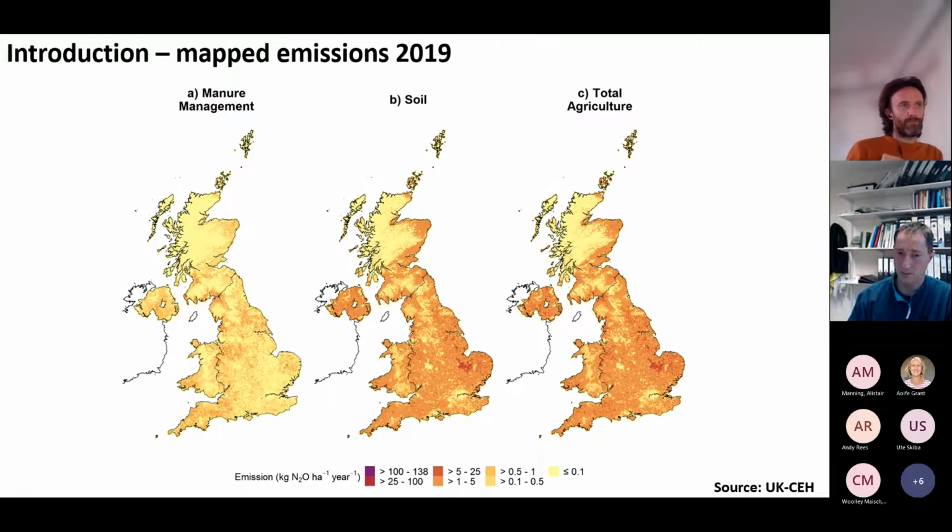Soils emissions occur wherever there's agricultural soils, so we can see that's pretty well spread across the country. The darker red bits just around East Anglia and slightly north of that, I'm pretty sure they will be the peatland soils, where we're getting quite high emissions from cropping on organic soils. And then we can put those two together to give total emissions from agriculture.